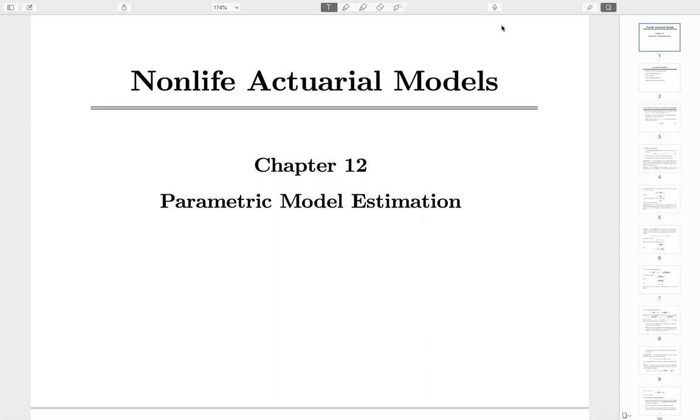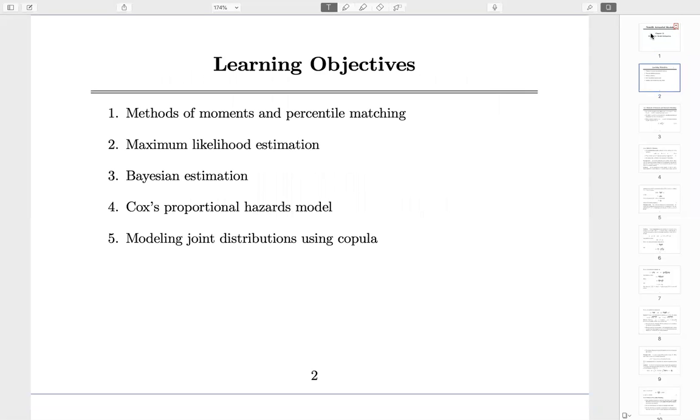Hello, and welcome back to this video. From now, we pretty much enter the last territory of this course. We will study a little, just a little, estimation methods on parametric models. Here is a quick overview of this chapter.